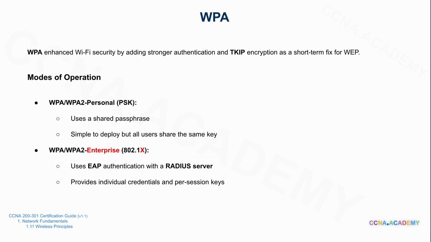WPA and WPA2 introduced major improvements in wireless security. WPA used TKIP as a security patch, but WPA2 established AES-CCMP as the industry standard. Both support personal mode with a pre-shared key and enterprise mode with 802.1x authentication. WPA2 remains widely deployed and provides strong security when paired with complex passwords or RADIUS-based authentication.